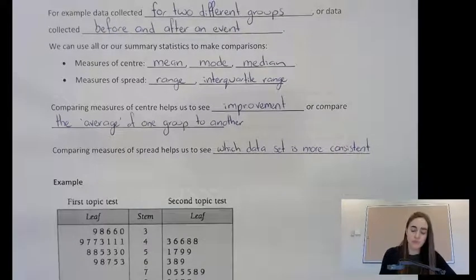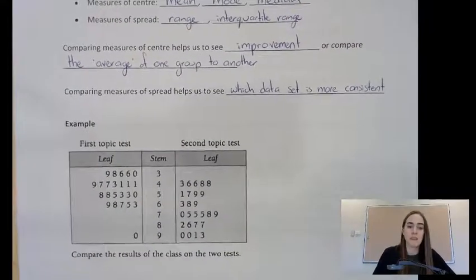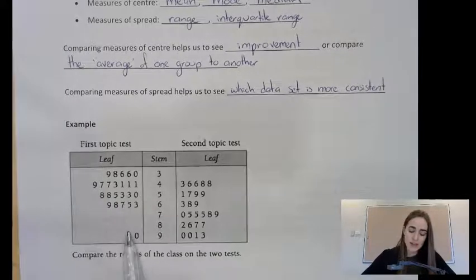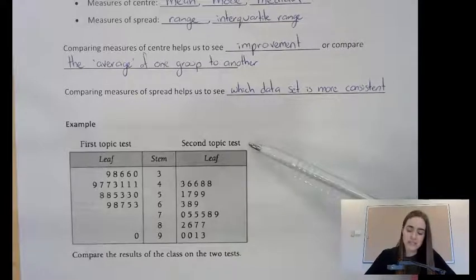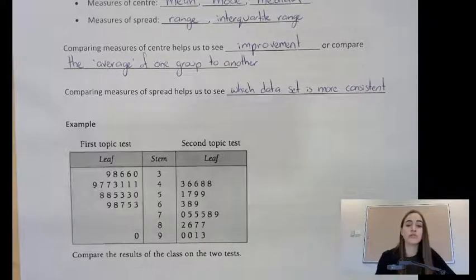So, for example, we've got this topic test here. So a class sat a topic test, and these are their scores. And then a little while later, they sat a second topic test, and these are their scores in that one. So compare the results of the class on the two sets of data, on the two tests.